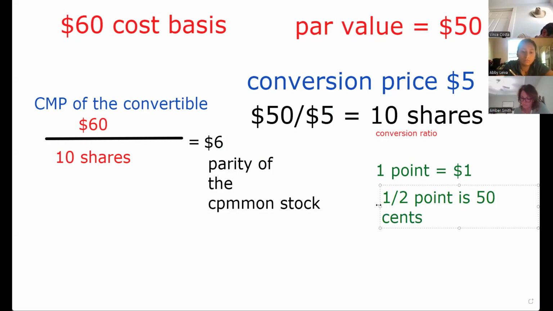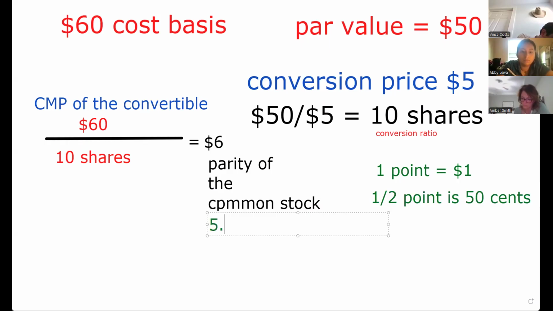Boom. And so now I can answer the question because $6 is parity since it's below a half, below that. And so that is the current market price of the convertible. All right. So kind of a complicated one.